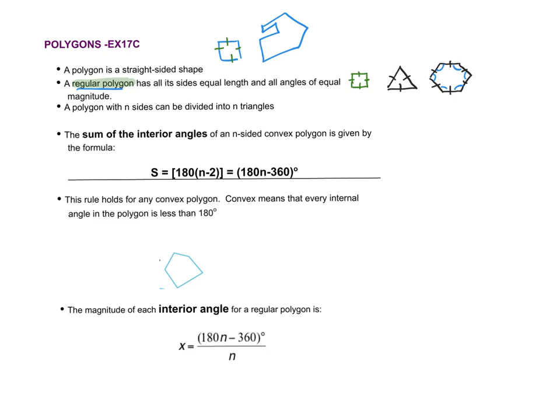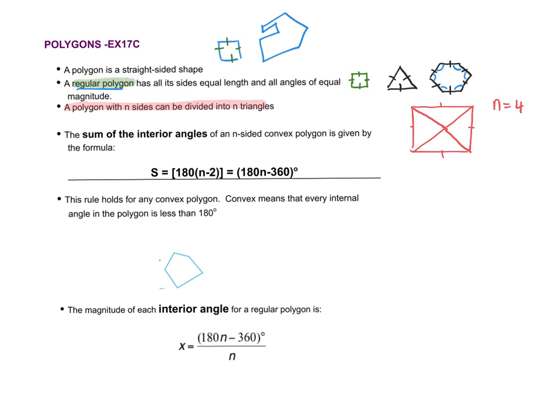Now, this fact here is pretty important that you are aware of. If you have a polygon with n sides, it can be divided into n triangles. So if you have, say, a square, n equals 4 because it has 4 sides. You could divide this shape into 4 equal triangles, and there are those 4 equal triangles.